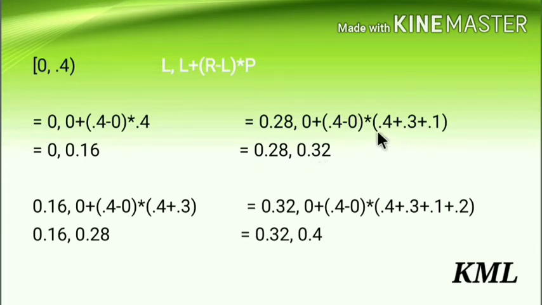Okay. So this is your third subinterval. Now let's calculate the fourth one. So this right 0.32 comes here. Right of previous equals left of current. Then use this formula. So L is 0 plus R minus L, that is 0.4 minus 0, into P4.